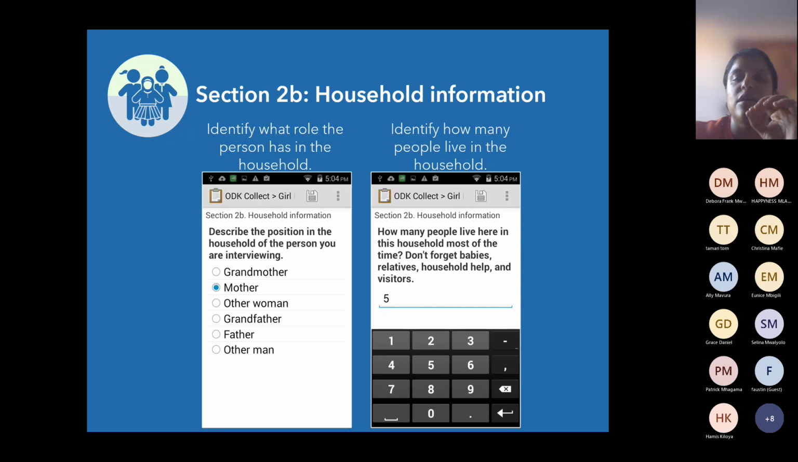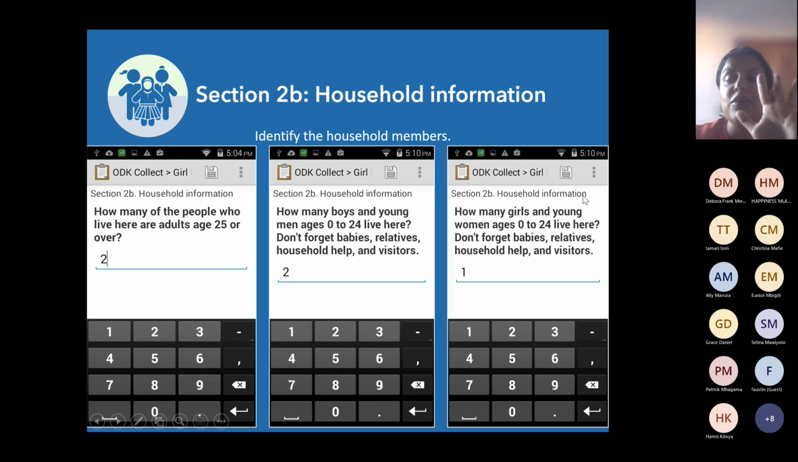So in this example, this person answered 5. Okay. Now you're getting the household breakdown. Who are those 5 people? So the first question you're going to ask is, how many of the people who live here are adults, 25 years or older? Okay. And in this instance, they answered 2. So that means there's 3 people left. So the next question is, how many boys or young men 0 to 24 live here?